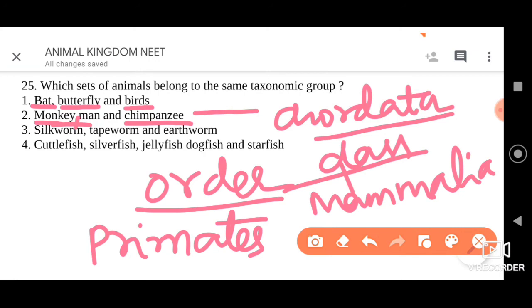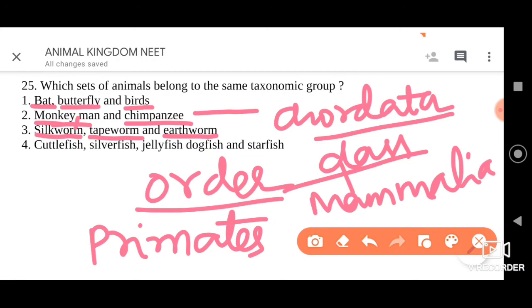Okay, now next let us understand the third one. Silkworm is an arthropod, tapeworm is a platyhelminthes or flatworm, and earthworm is a segmented organism belonging to the phylum Annelida. All three belong to different phyla. Silkworm to the arthropod, tapeworm to the platyhelminthes, earthworm to the annelid phylum. Fine. So this cannot be the option at all. They don't belong to the same taxonomic group.